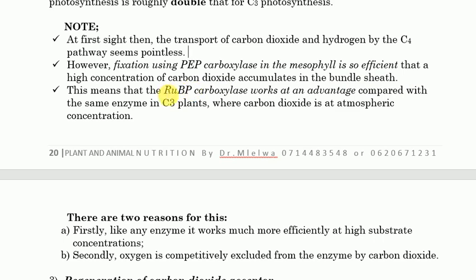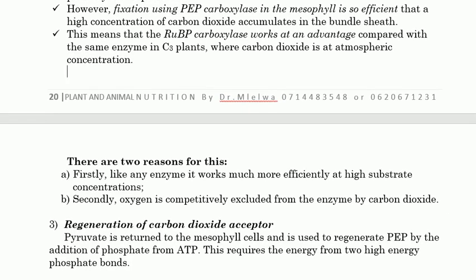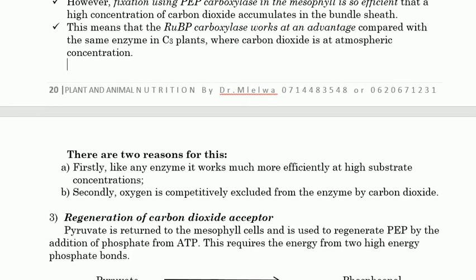This means that RuBP carboxylase works at an advantage compared with the same enzyme in C3 plants. So the major advantage of this is that RuBP carboxylase functions more efficiently as compared to the same enzyme in C3 plants. There are two reasons for this. Why does RuBP carboxylase work at an advantage?